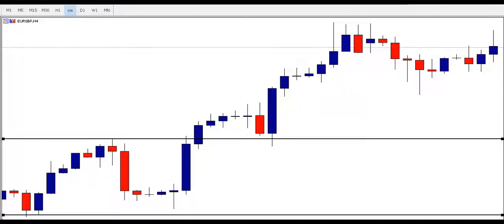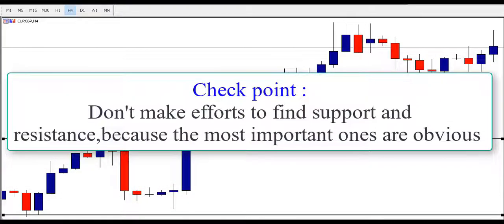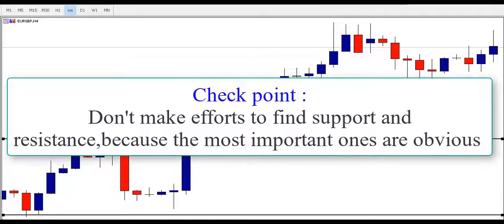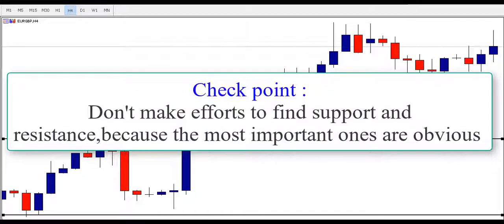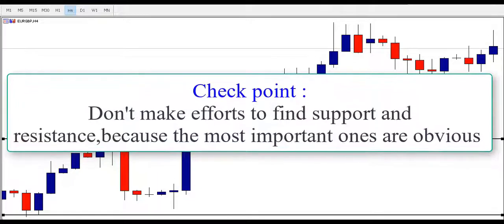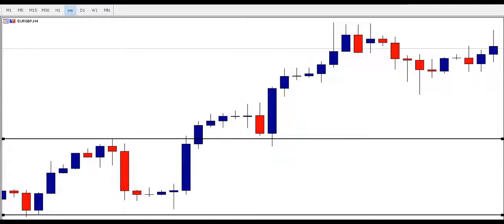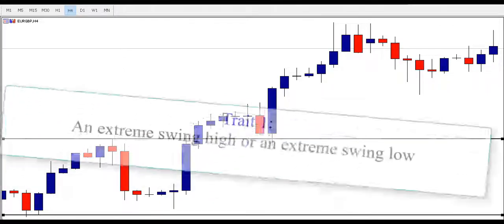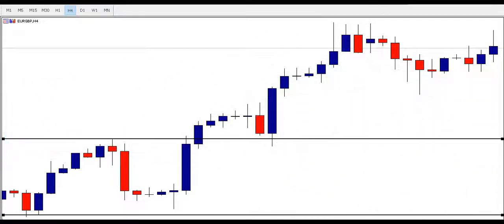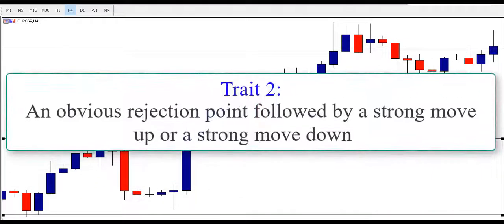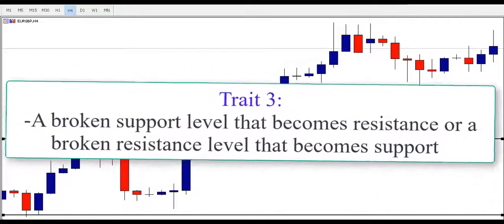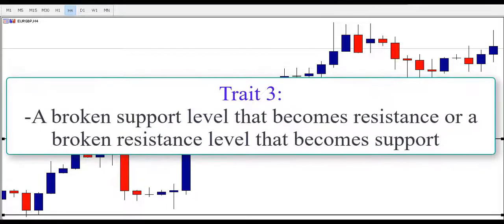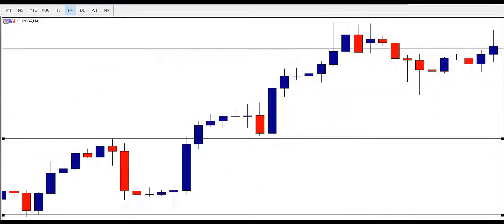Support and resistance are easy to spot on your chart. Don't make too much effort to identify these levels, because the most important ones are obvious, and with screen time and practice, you will find them easily on your chart. Just remember the 3 traits that help us identify a level of support or resistance: an extreme swing high or an extreme swing low, an obvious rejection point followed by a strong move up or a strong move down, a broken support level that becomes a resistance, or a broken resistance level that becomes support.